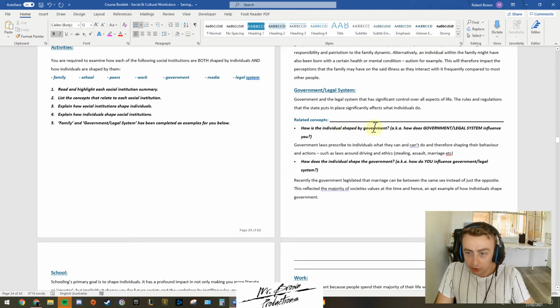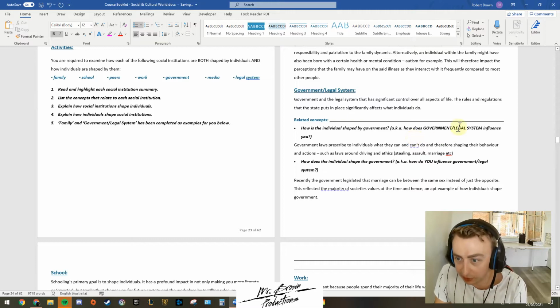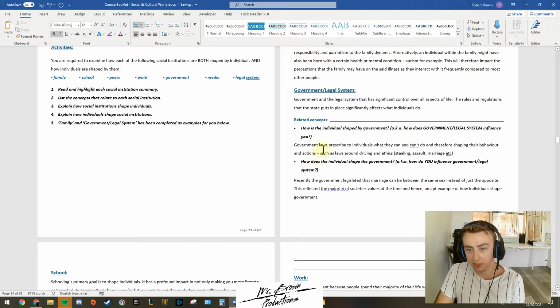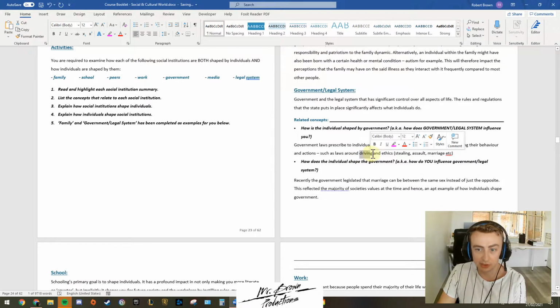So how is the individual shaped by the government? So for example, how does the government and legal system influence you? So government laws prescribe to individuals what they can and can't do, therefore shaping their behaviour and actions. So laws around driving and ethics, for example. So there's speed limits with driving, there's traffic lights, there's wearing your seatbelt. All of these are enforced by the government.